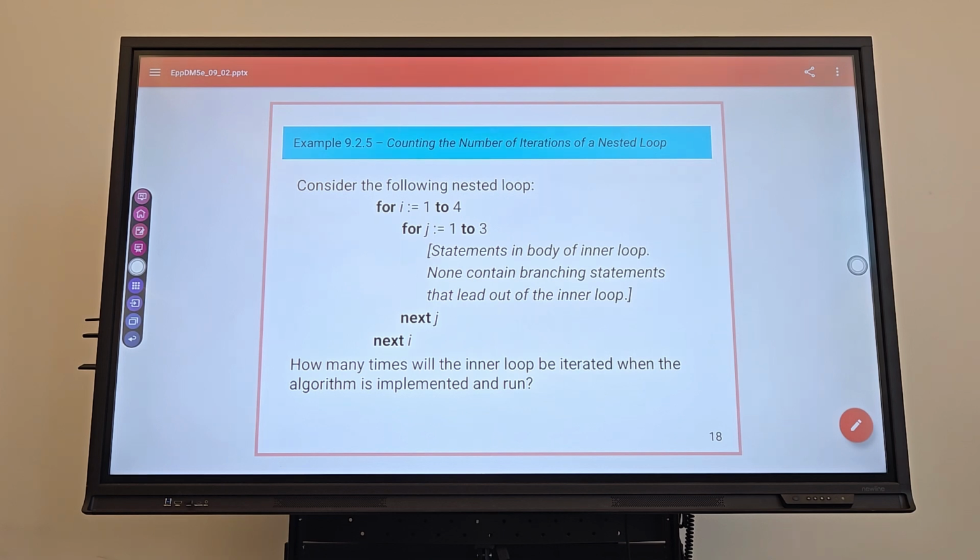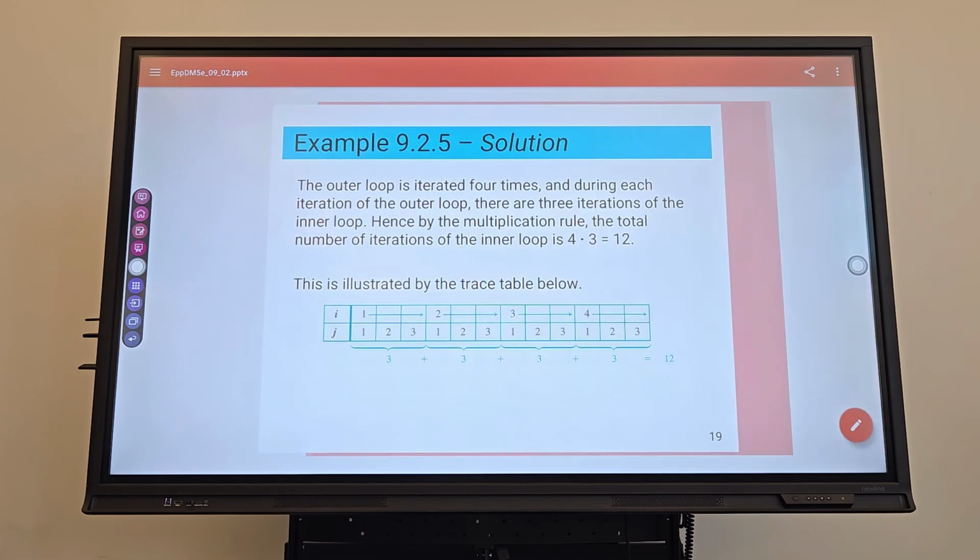The outer loop executes 4 times. The inner loop executes 3 times. So each execution of the outer loop, the inner loop executes 3 times. So 4 times 3 is 12. So it's the multiplication rule. The total number of iterations of the inner loop is 4 times 3, or 12. And you can see the trace table here would confirm that.